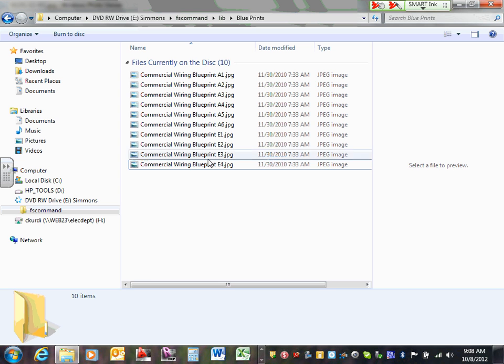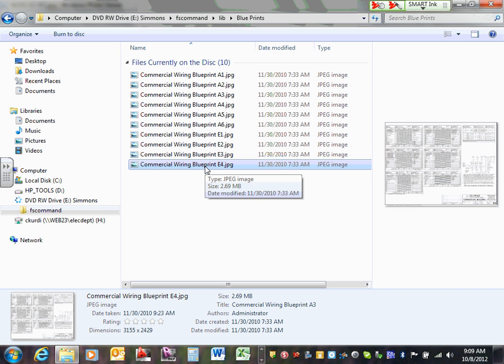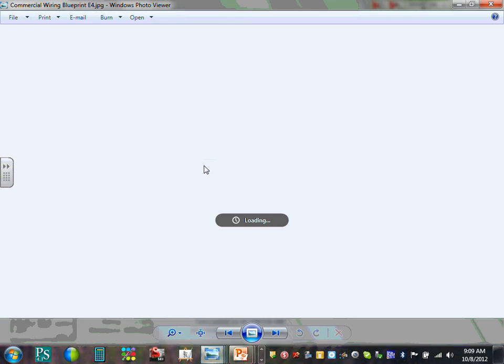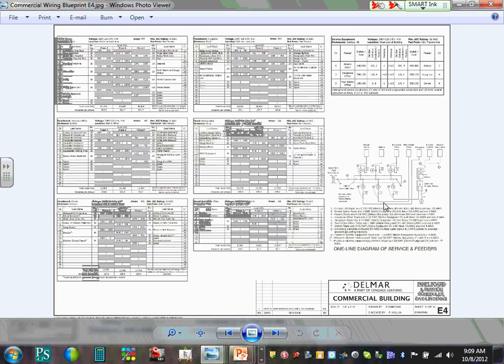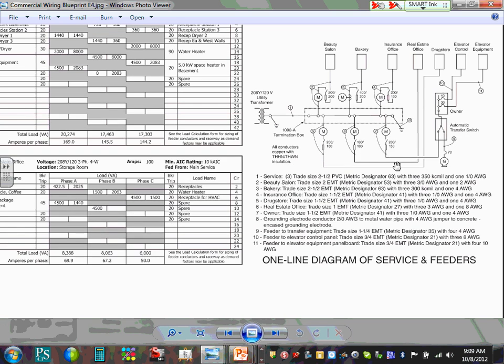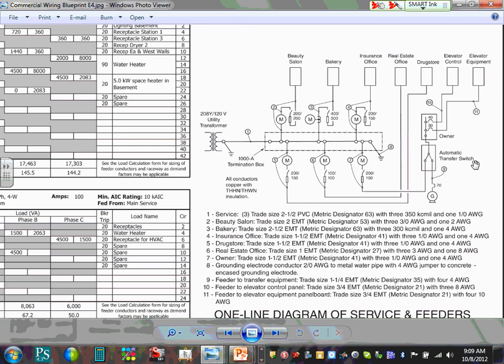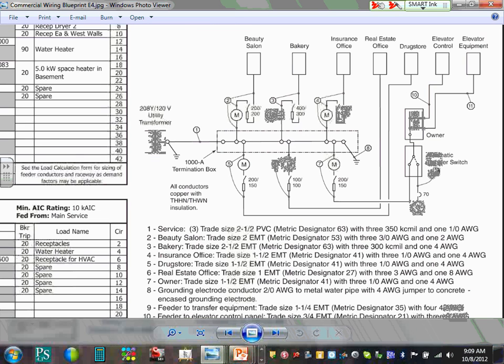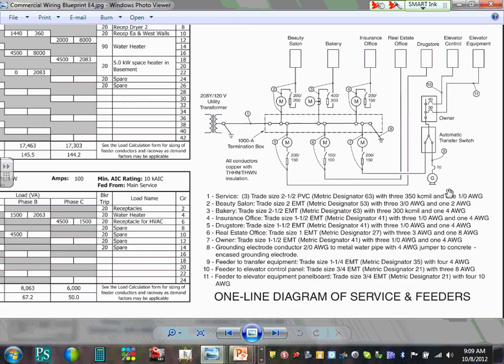So I'm going to start from the end. Can you guys go all the way to E4? That's the end. Everybody can see that? Double click on E4. When you go to E4, here's your project. I want you guys to zoom to understand what this project is. I always start with the riser. If you don't start with the riser, you're doomed. Can I get you guys to focus on the riser?